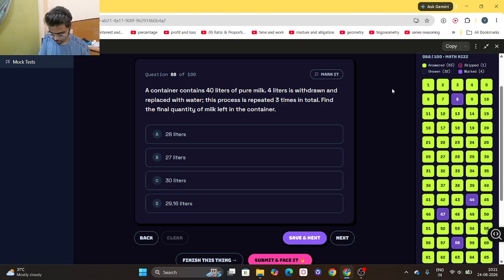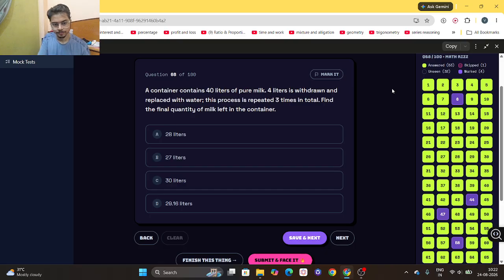Final quantity is initial quantity into 1 minus the replaced quantity upon initial quantity, to the power n. 40 into 1 minus 4 upon 40, to the power 3. 40 into 9 by 10 to the power 3. 40 into 9 by 10 into 9 by 10 into 9 by 10. 9 9s are 81, 729, 729 into 4.